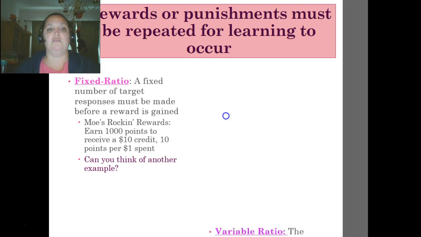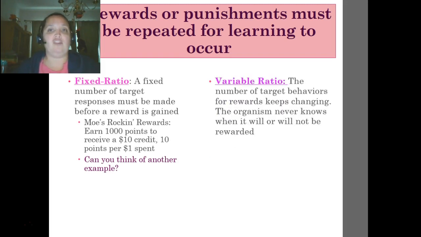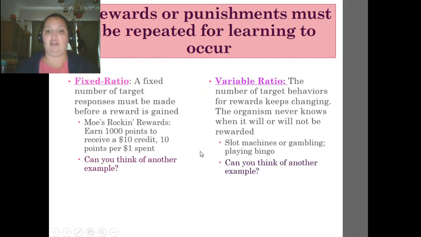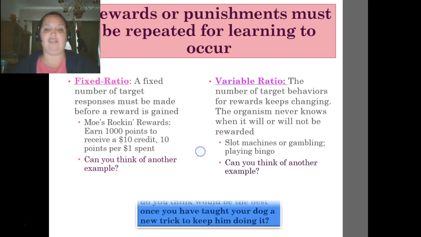It never changes. A variable ratio, on the other hand, is where the number of target behaviors for a reward keeps changing. So you never know when you're going to get rewarded. So for example, like when people play slot machines or gambling or they play bingo, you never know, is that the number you're going to need? Is that the time you're going to win? And so it keeps you playing, it keeps you guessing.